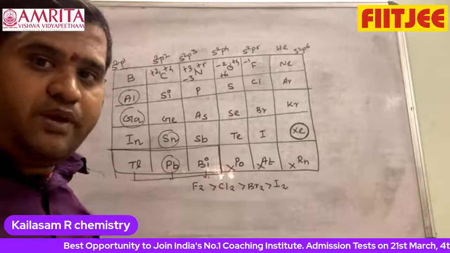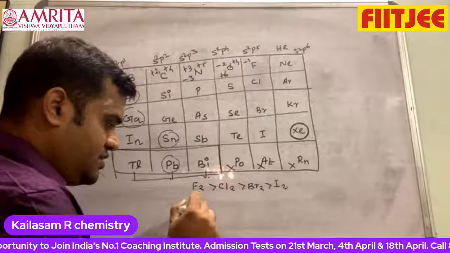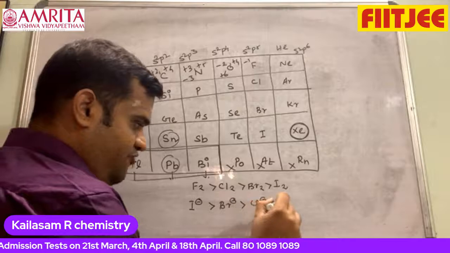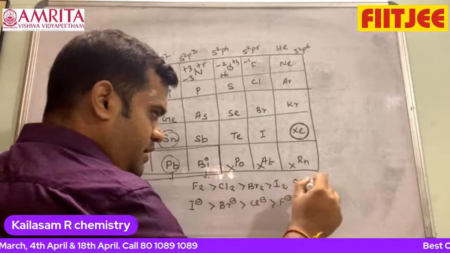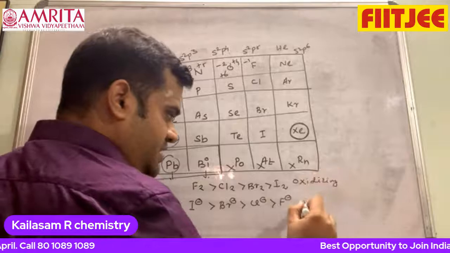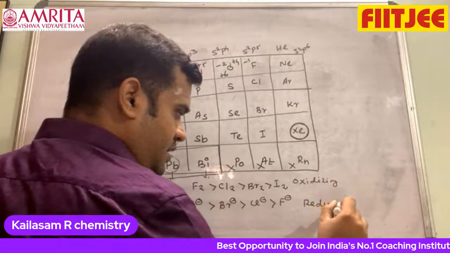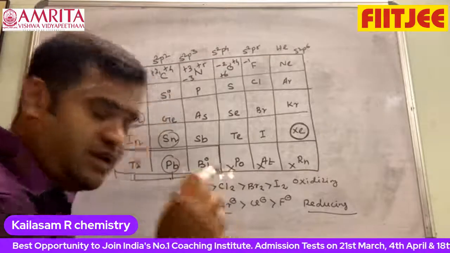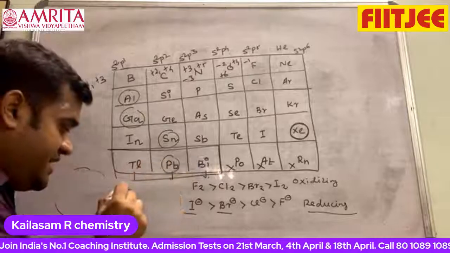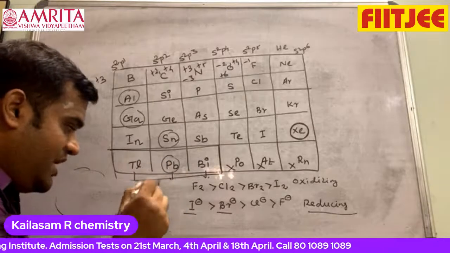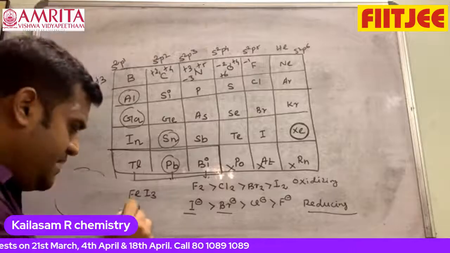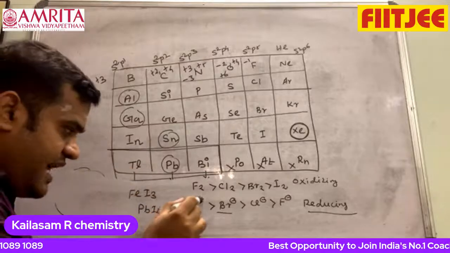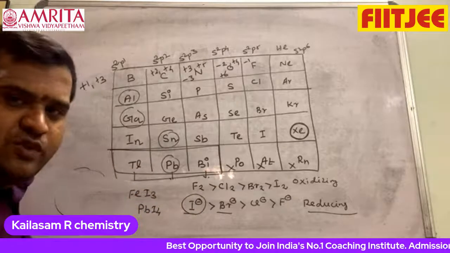And what is the reducing property? I can write I minus, Br minus, Cl minus, and F minus. This is the oxidizing property, and this we can say is the reducing property. So because of that reason, because I minus and Br minus are very good reducing agents, you can say that FeI3 does not exist in pure state. Even PbI4 does not exist as a pure state. Why? Because I minus is a very good reducing agent, Pb plus 4 is a very good oxidizing agent.